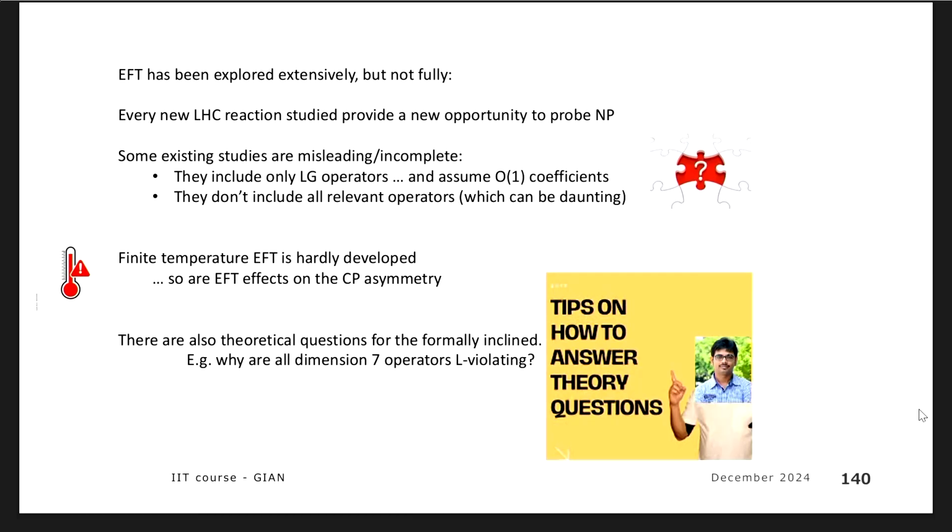Finite temperature EFT is not very well studied. Effects of EFT on CP asymmetry in the early universe also have not been studied. And so there are also theoretical questions that people in the Institute can readily answer, like, for example, why all dimension 7 operators violate B minus L. So this is one of many things.